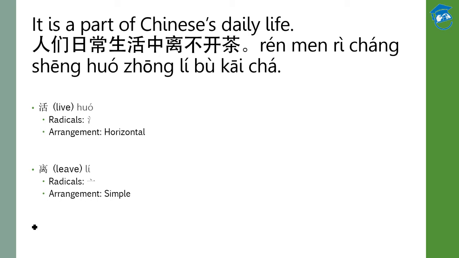Okay, and then cha, as I said, is tea. So the whole sentence, 人们日常生活中离不开茶, in direct translation is people's daily life. In people's daily life, they can't leave tea. Okay, in other words, it is a part of Chinese people's daily life.